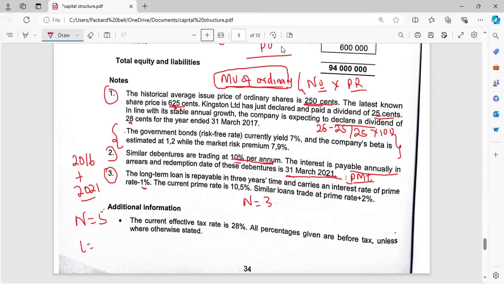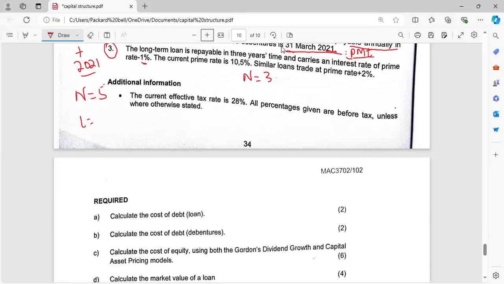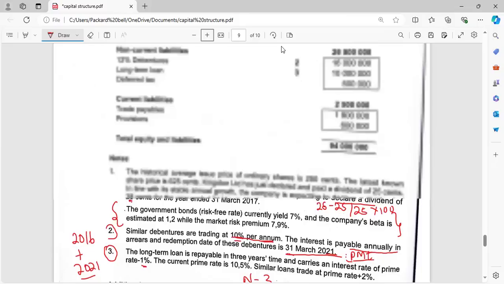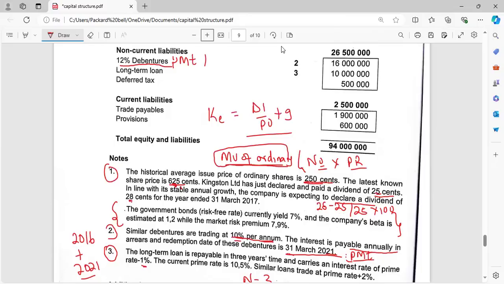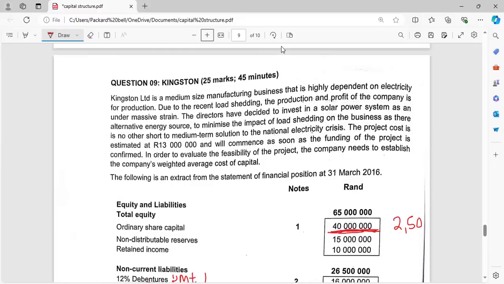We should now look at what is the prime lending rate here. Where is it? Did I leave something? Is there anyone who saw the prime lending rate?